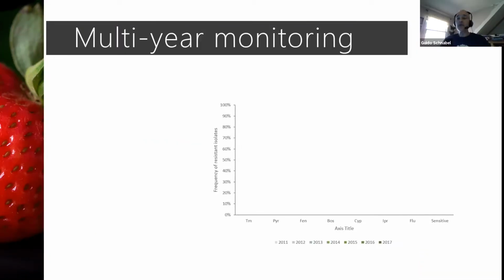So with regard to chemical control, I think it's important to implement not only efficacious fungicides, but also to know a lot about resistance and resistance management.